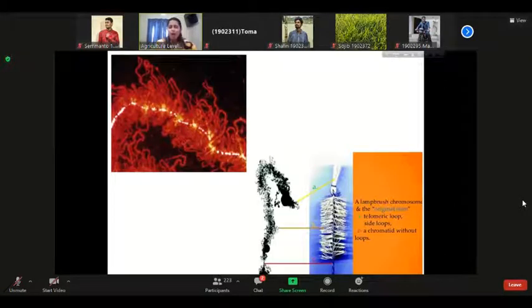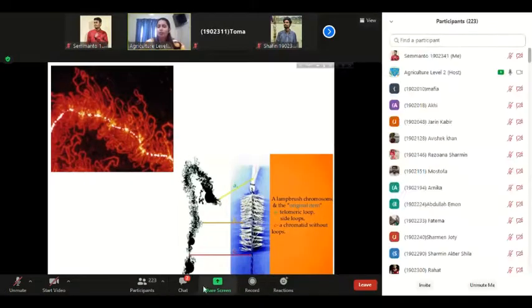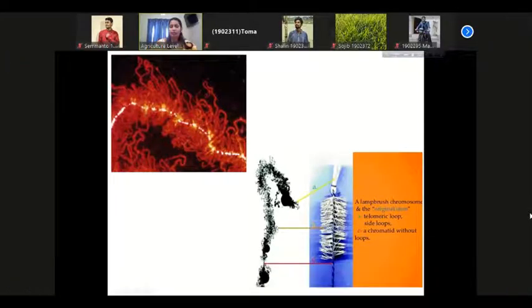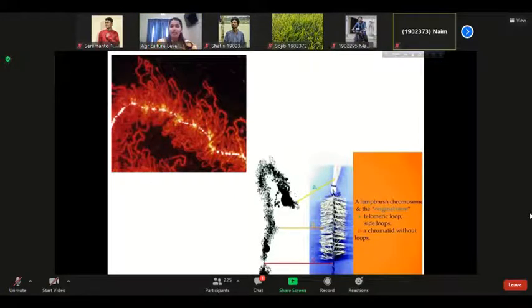So what actually exists in the Lamb-Brush chromosome? This chromosome has the telomeric loop. If we compare it to a bottle brush, this is the telomeric loop. Telomere means the end of a chromosome. So in the telomere, there are some loops. It's called the telomeric loop. And in the arm of the chromosome there are also many loops. It's called the side loop. And there are also some chromatids without any loops. Like you see, there are no loops.